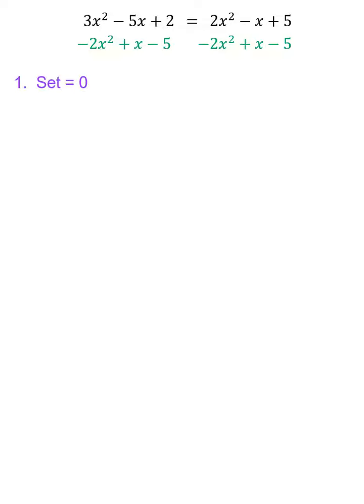Here I'm going to subtract and add certain terms to get the right side equal to 0. You can get either side equal to 0, but the right is usually the most convenient. Combining like terms gives us a 0 on one side and a polynomial on the other.